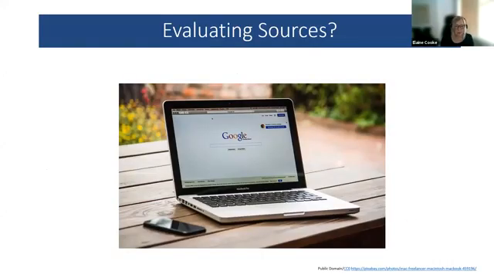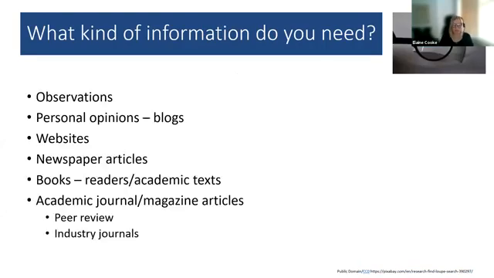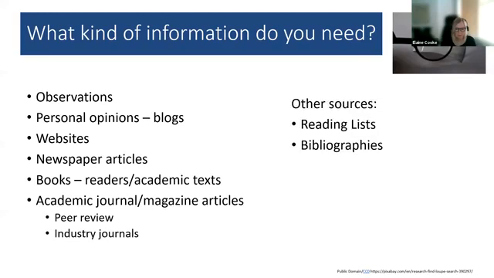So let's just have a think about evaluating sources. So you probably need to consider all sorts of different types of sources depending on your topic. It might range from observations and blogs, websites, to more academic and quality sources, for example, newspaper articles, books, and the journals that we've mentioned, whether those are peer-reviewed or industry journals. So if you're on an academic database, you can be kind of assured of the quality of those latter resources.